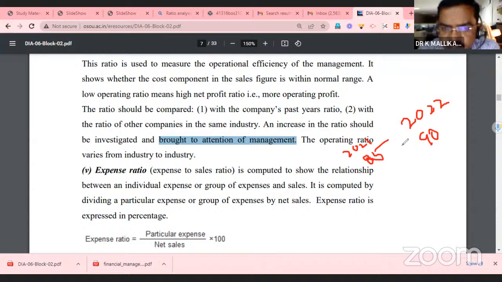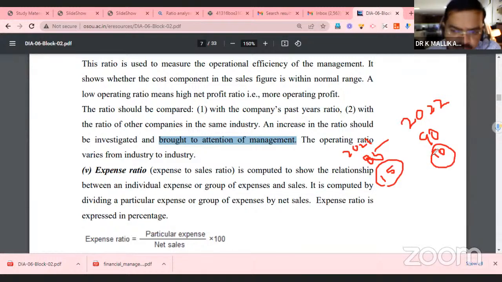Earlier, previous year, the operating ratio is 85%, right? And now it is 90%. So what does it indicate, how are we going to interpret it? The company may not be performing well, right? See, earlier the remaining percentage was 50% profit here. Now this year, only 10% profit.